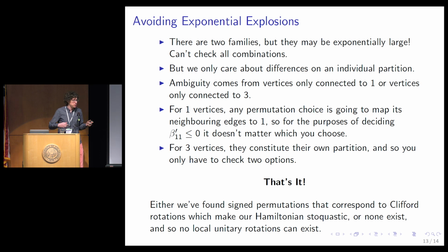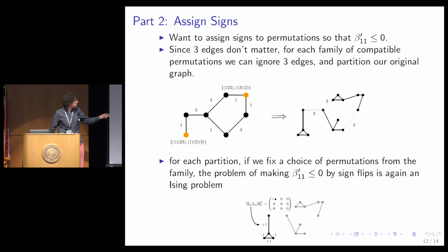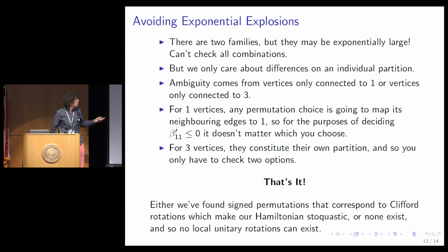So the thing to note is that if we're considering an individual partition in this graph, we don't care about what permutations we apply to some of the other partitions. And so what that means is we only care about the differences on the permutations on the vertices in that partition. And the only vertices which are going to have possible choices for permutations are those vertices which are connected to edges only labeled by a 1, and those vertices which are connected to edges only labeled by a 3.